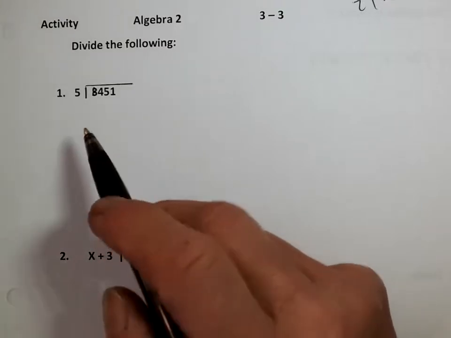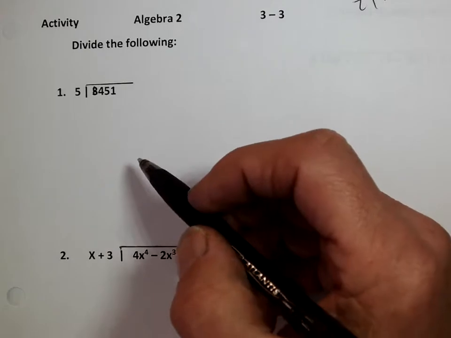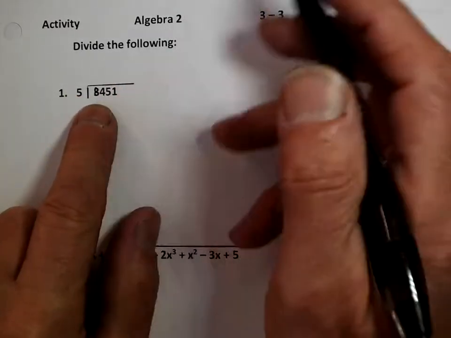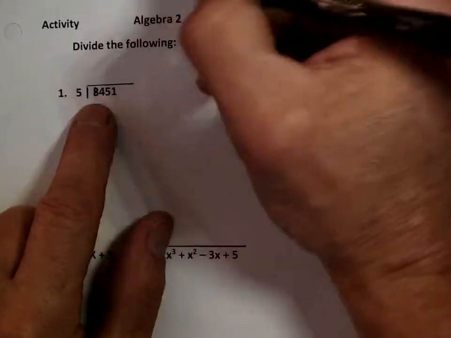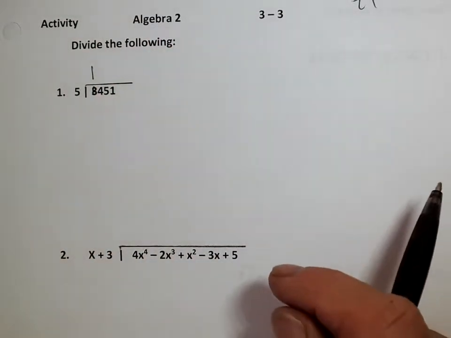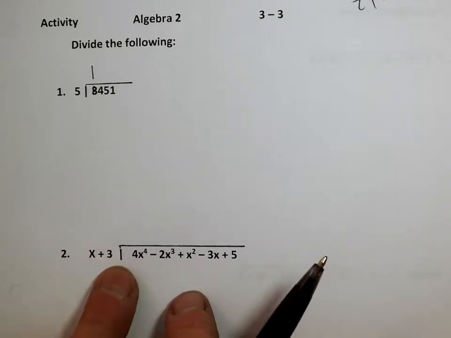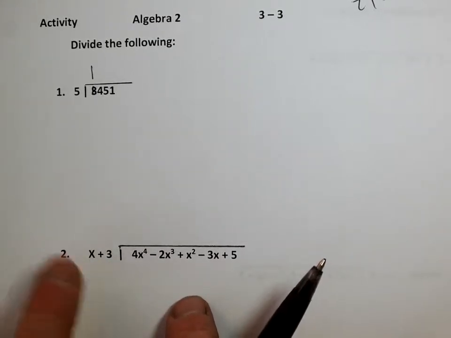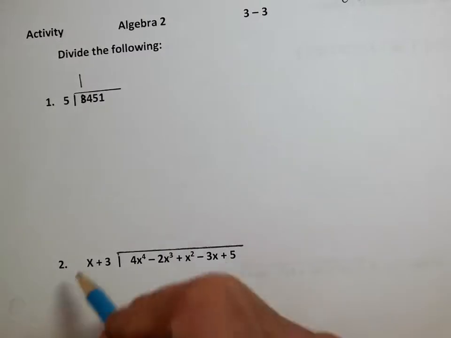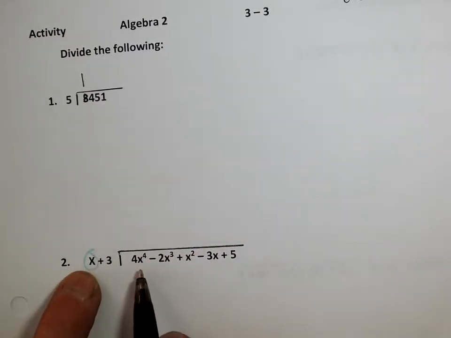Okay, so what did we learn back in 6th grade? We say, okay, 5 goes into 8 how many times? 1 time. And so we put the 1 up here, right? Everybody agree with that? Now the same thing occurs with polynomials. Don't worry about the 3, just the x. So the x is what we divide by. x goes into 4x to the 4th how many times?